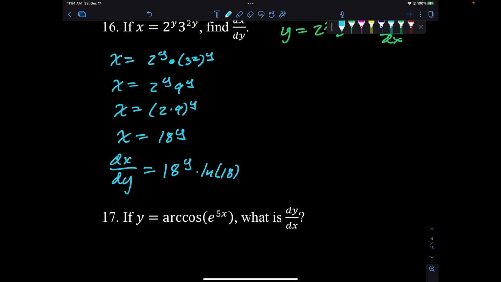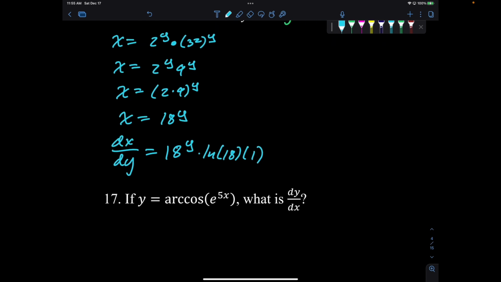where y is the independent variable. Think about it: the derivative of x in almost all contexts is 1 because x is the independent variable. In this case, y is the independent variable, so its derivative is 1. So I think this is the answer. I mean, I know this is the answer: 18 to the y natural log of 18.